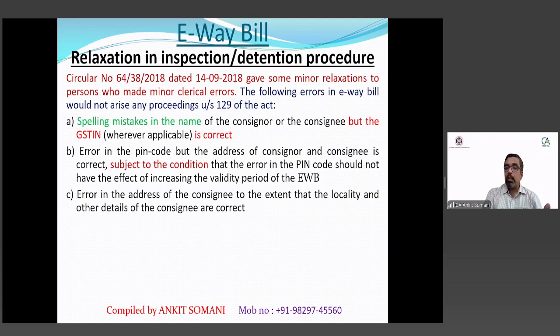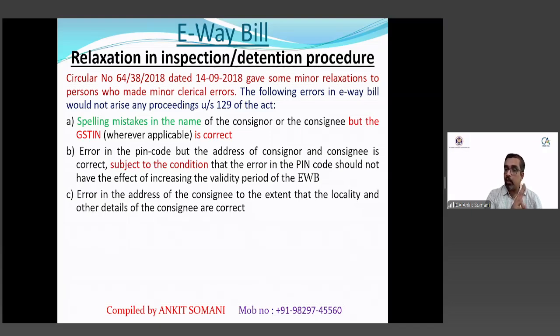Point C, there is an error in the address of the consignee, to the effect that the locality and other details of the consignee are correct. Meaning thereby, there is a minor defect in the proper address. See, many times what we visualize is that the dealing officer or the intercepting officer immediately checks on the GST portal what is the registered address of the consignee.